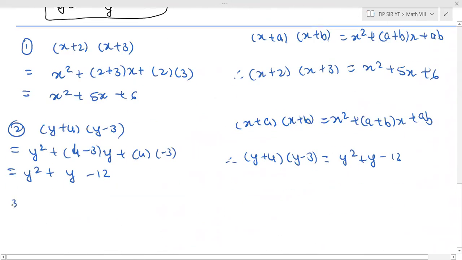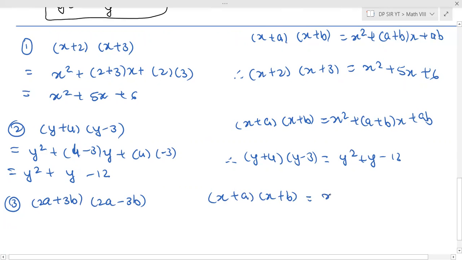Don't worry, easy question is 2a plus 3b and 2a minus 3b. Okay, write the formula again. x plus a and x plus b is equal to x square plus a plus bx plus ab, and now expand it. It is easy. तो तुमको क्या मिलेगा, 2a square plus a plus b. Just give me a moment.